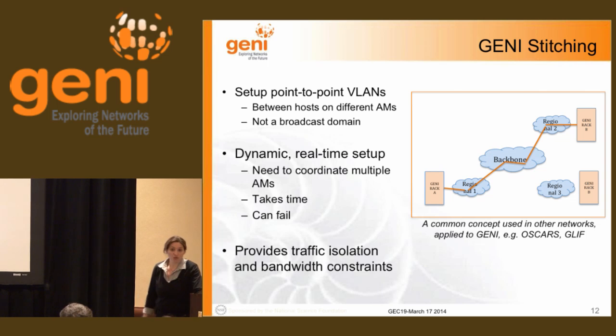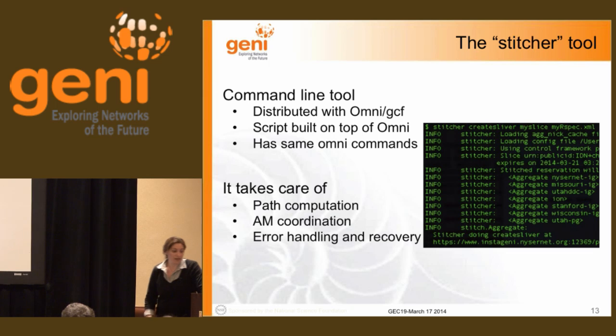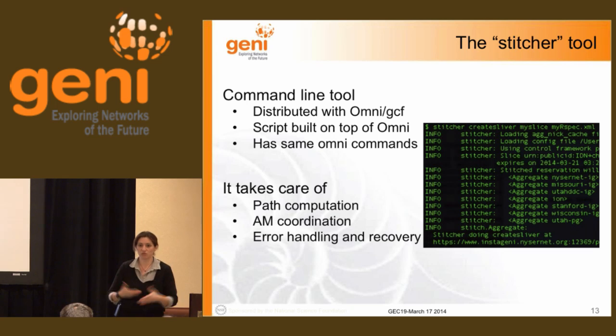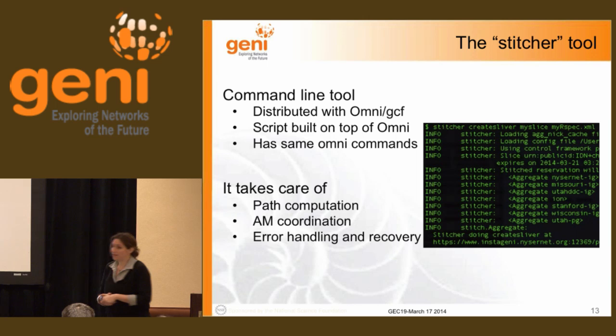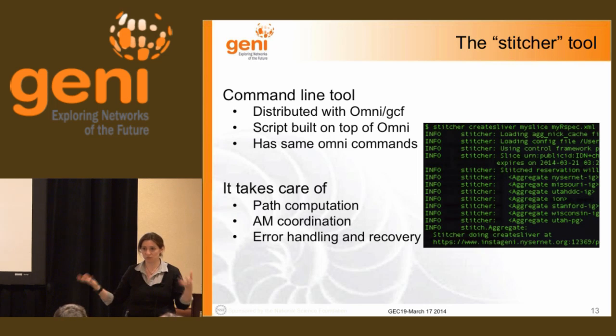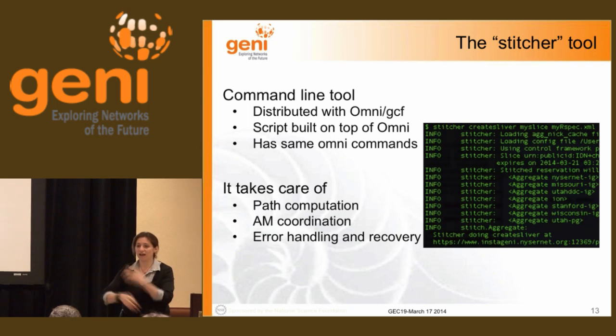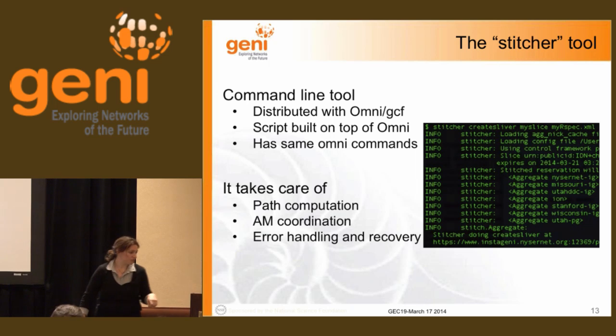So today, we're going to use the GENI stitching option, and we're going to use a tool called Stitcher. It's a command-line tool. It's distributed with GCF and Omni, which is the tool we asked you to install and configure. It basically is a script that is built on top of Omni. So every create sliver, delete sliver, renew sliver is basically using Omni underneath. And it will take care of the path computation that I just talked about. It takes care of the AM coordination and any errors that might come up in the process of trying to build this stitch. So yes, it might fail, but the recovery process is automated within the Stitcher tool.